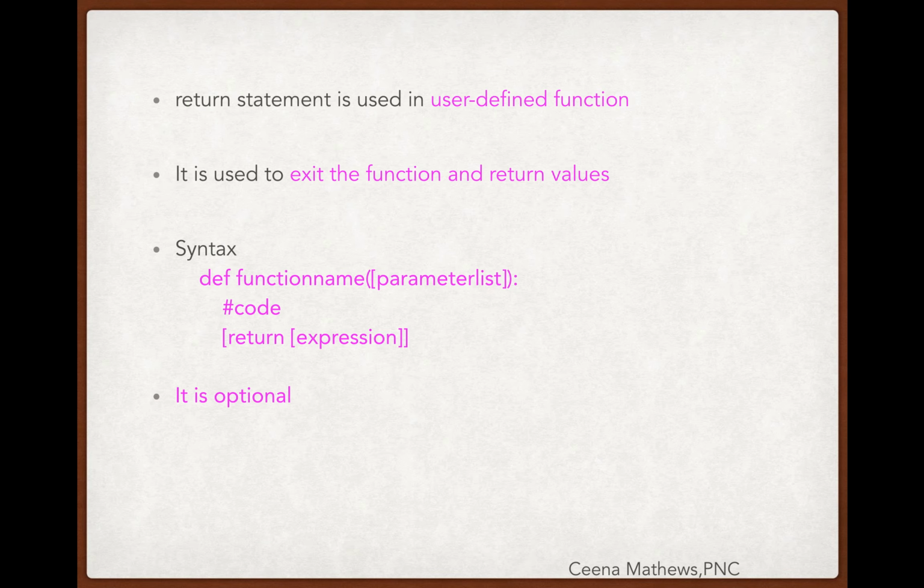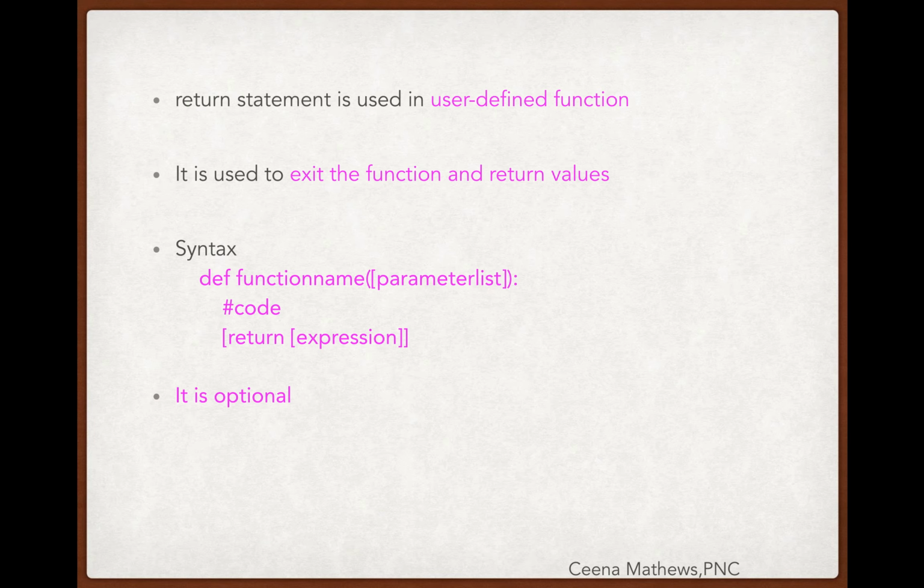The syntax for using it is def function name, within parentheses, and within square brackets I have given the parameter list, because the parameter list is optional. Following it is a colon and the statements of the code, and then the return statement, which is also enclosed within square brackets, which means a function need not have a return statement. It is optional, and in the return statement the expression is optional. You can simply give return, so it is optional.